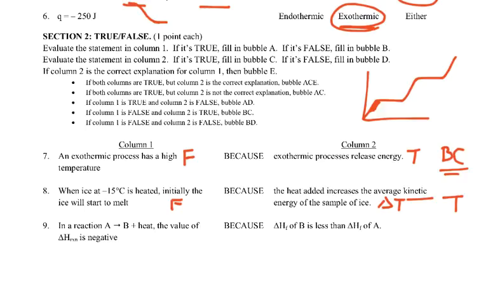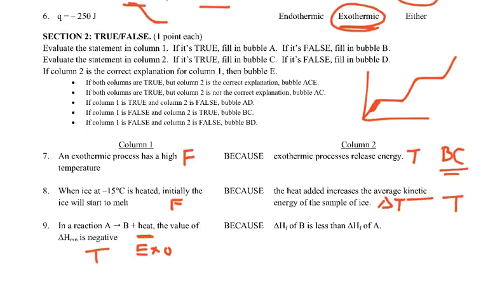In a reaction, A turns into B plus heat. Okay, so that's exothermic. Energy's on the right. And we know that the delta H of reaction is going to be negative. We just mentioned that above. So this is going to be a true statement.